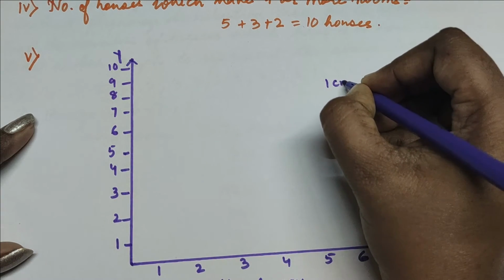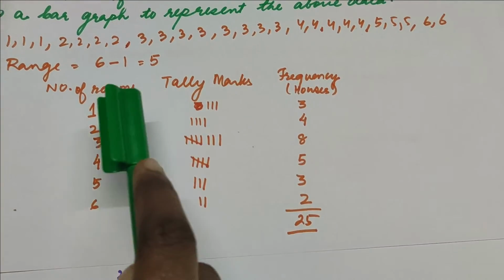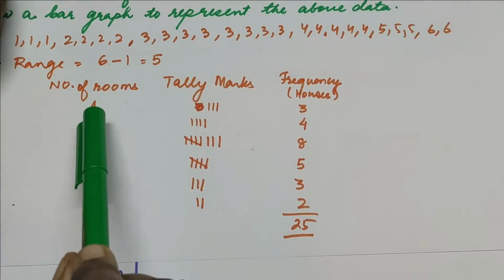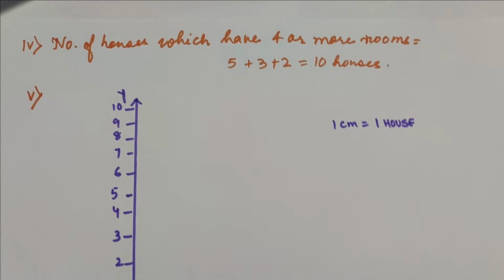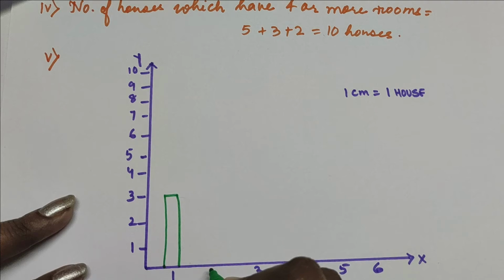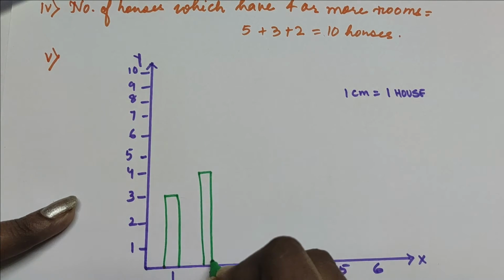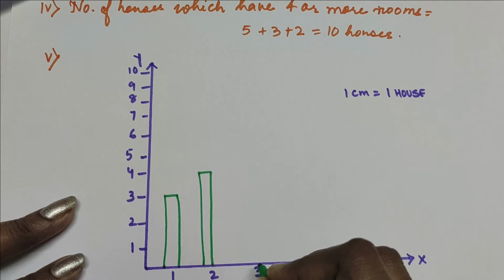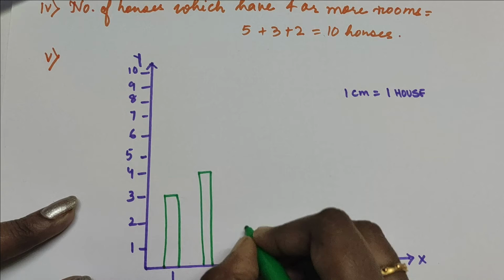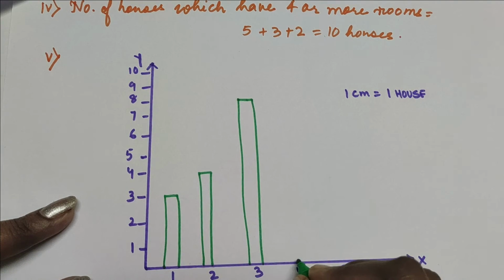And here 1 cm is 1 house. So you can see that for the number of rooms, if it is 1, 3 houses are there. So I'm going to plot this in this bar. 2 room houses, frequency is 4. You can use a scale for better neat work. 3 rooms, 8 houses. 4 rooms we have in 5 houses.